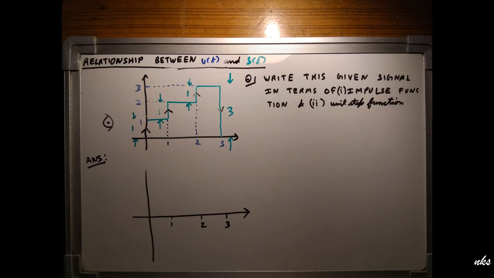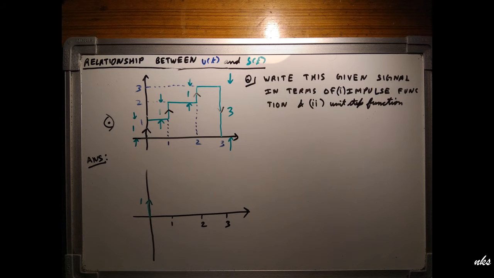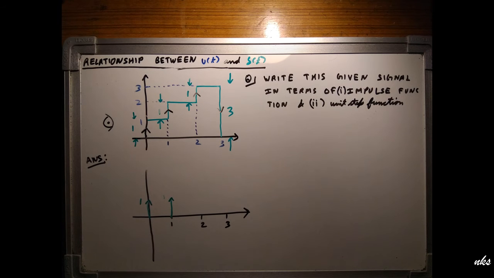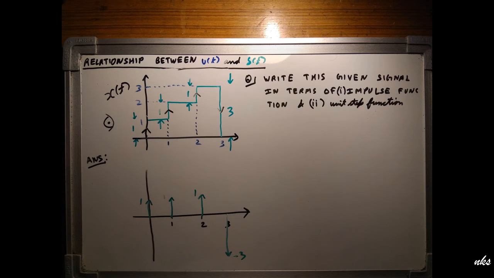So we will draw the impulses. First discontinuity, magnitude of impulse is 1. Similarly, see, at 3 the change is downwards, so the impulse will be in the downwards direction, and the change is final minus initial, that is 0 minus 3, that is minus 3. So that's why the magnitude of the impulse is minus 3. This was x(t) in the question, and x'(t) is the impulse signal.